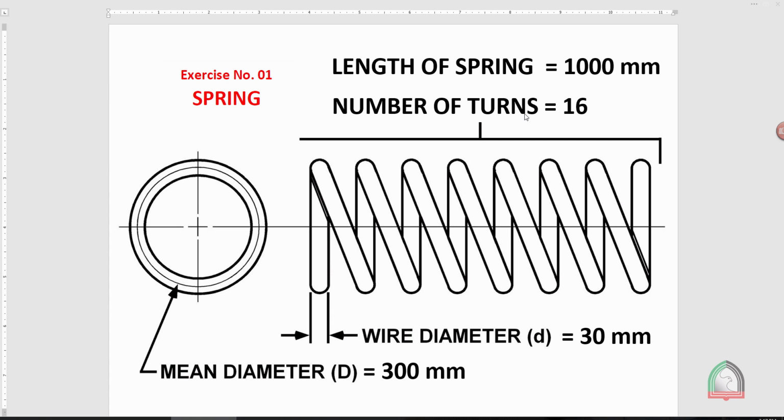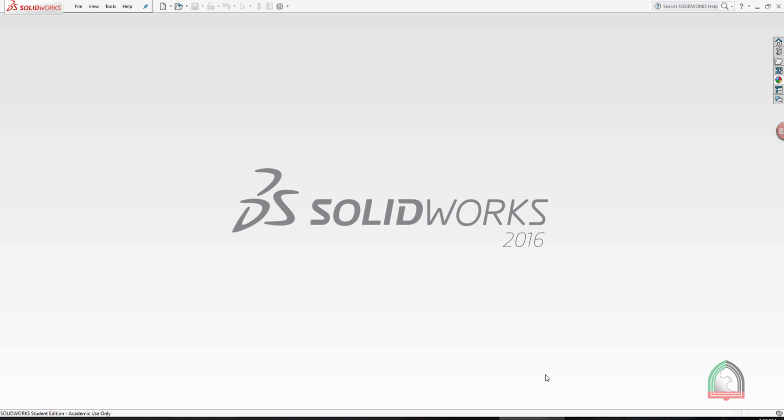If the pitch of the spring is also available, we can directly put it in SolidWorks for completing the figure. Mean diameter is given as 300 and the wire diameter is 30. In SolidWorks, there are two methods for completing a spring. Either we can go with the direct helix method, or we can use the swept boss option. First I am going to show you the first method, that is by using the helix.